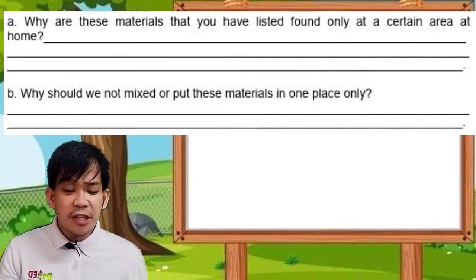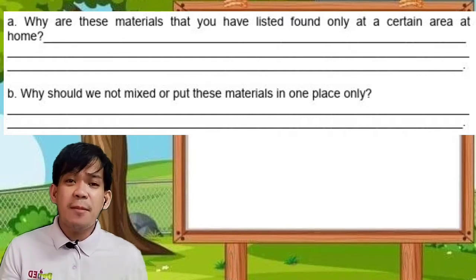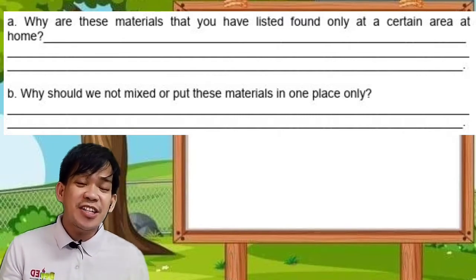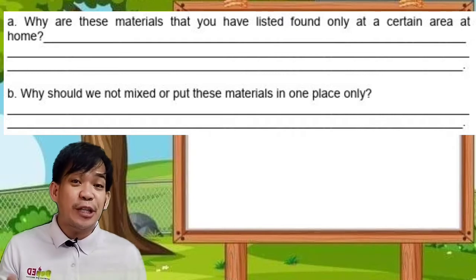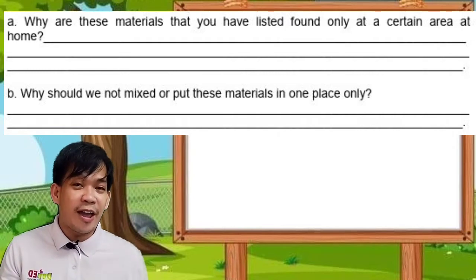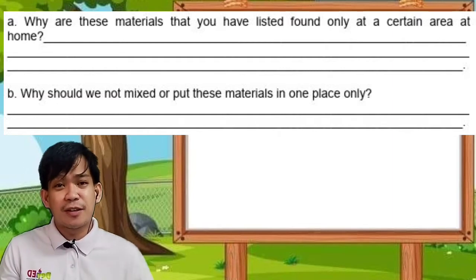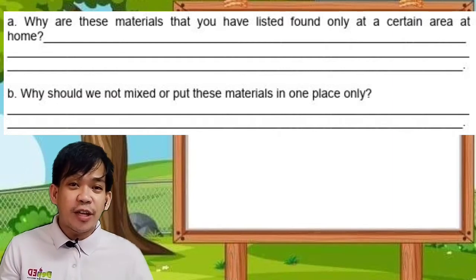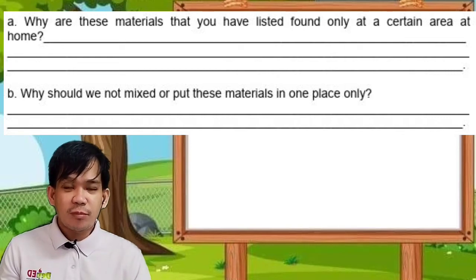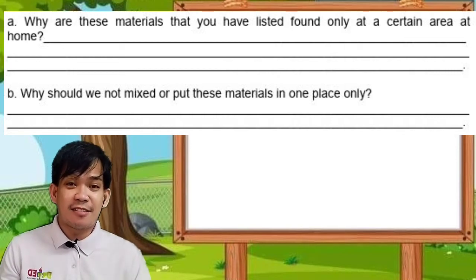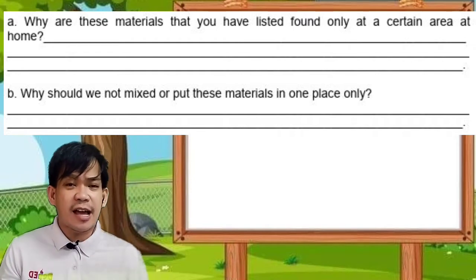Why are these materials that you have listed found only at a certain area at home? So, why is that yung mga materials na nakita nyo is dun nyo lang talaga nakita sa particular area na yon? Okay, so, try to analyze. Bakit kaya dun mo lang siya nakita? For example, sa bathroom, nakita nyo doon is muriatic acid. Bakit kaya nandun lang siya? Doon lang siya nakalagay.